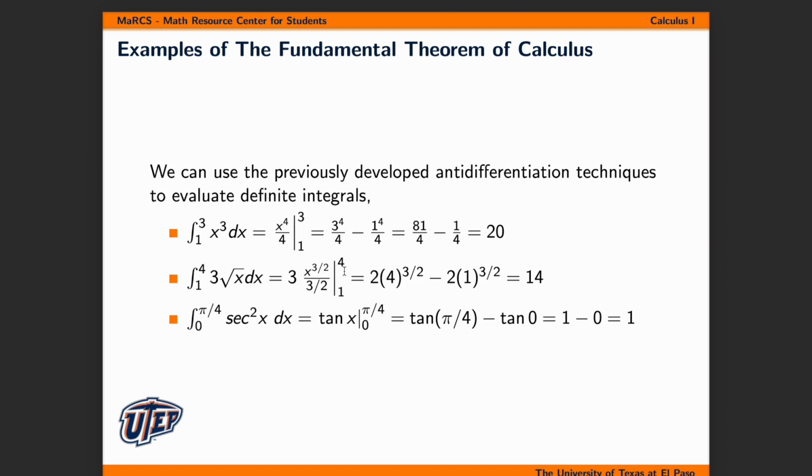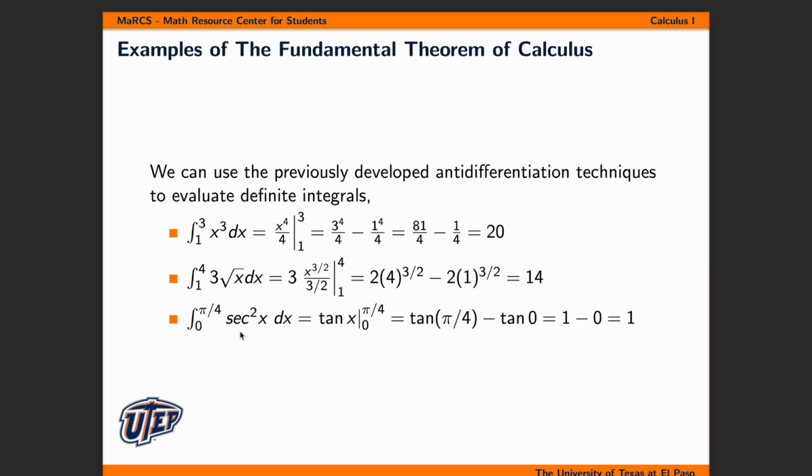And now we need to evaluate at our limits. So capital F of 4 minus capital F of 1. So once again, we plug in a 4 and a 1 anytime we have an x in our antiderivative. So f of 4 will be 2 times 4 to the 3 over 2, and f of 1 will be 2 times 1 to the 3 over 2. And we are subtracting them, and that leaves us with 14.